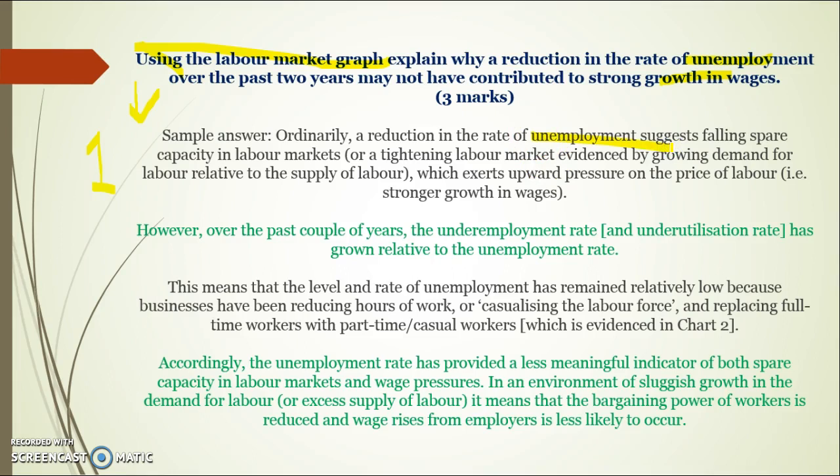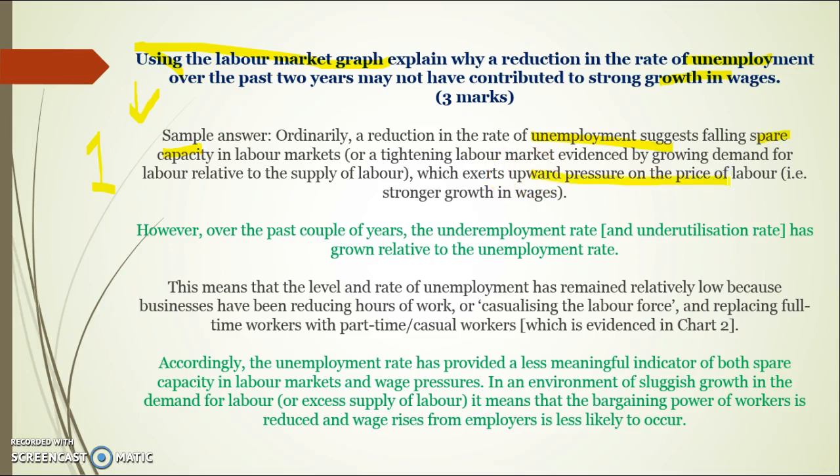As a general rule, reductions in unemployment signal less spare capacity. Try and use this word as much as you can, spare capacity. There's less spare capacity when there's more employment and less unemployment. So it's a tightening of the labour market. It's generally likely to cause, when demand for labour outweighs supply, upward pressure on prices of labour.